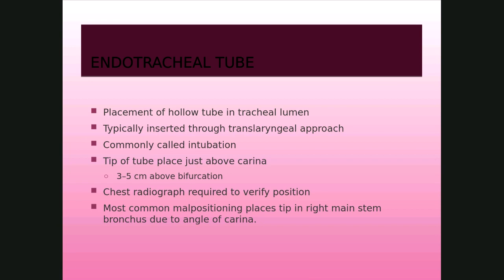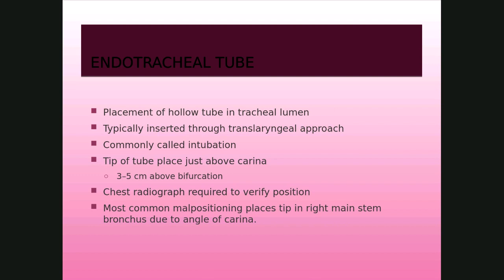An endotracheal tube, or an ET tube, is on page 178, and they are typically used to manage different respiratory complications. The placement is a hollow tube in the tracheal lumen, or the opening of the trachea. Typically, it's inserted through the translaryngeal approach, commonly called intubating a patient or intubation. The tip of the tube is placed just above the carina, typically 1 to 2 inches above the carina, or 3 to 5 centimeters above the bifurcation.